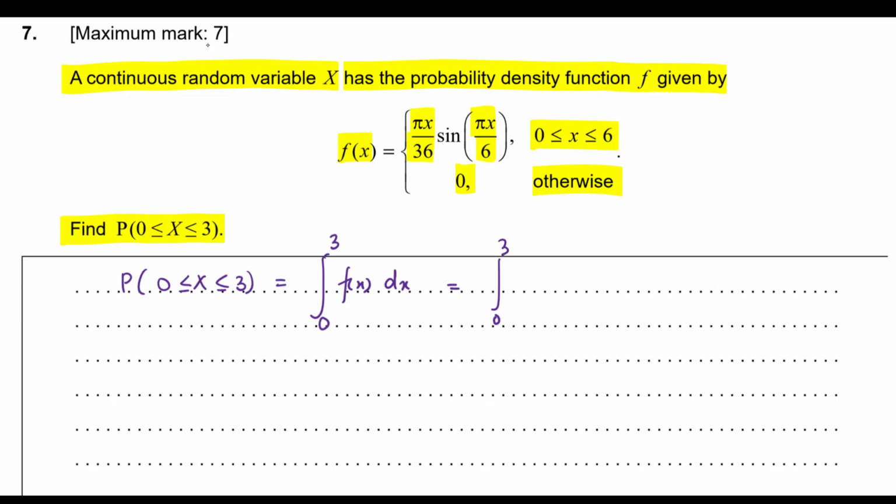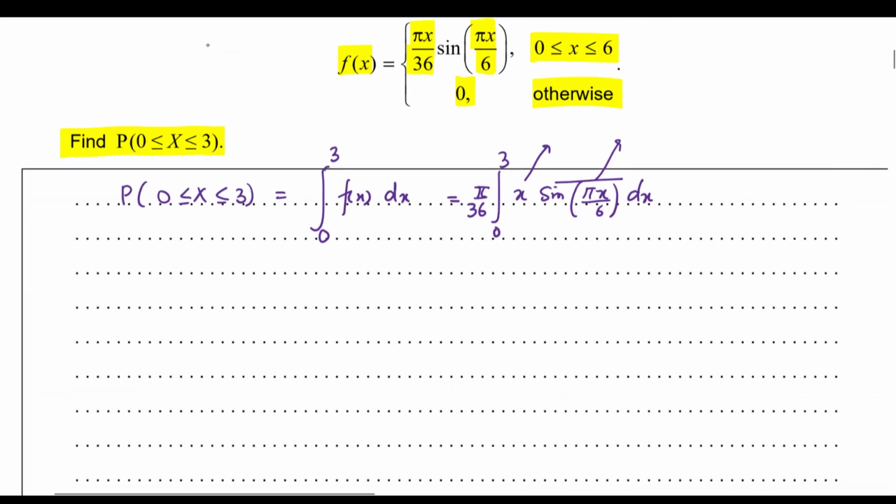So from 0 to 3, f(x) is pi x over 36. So pi over 36 is a constant. I will keep it outside, and then it is x sine pi x over 6 dx. Now we will integrate it. We can see there are two functions together. One is sine, another is x, so we can use integration by parts. We'll take the first function as u, which is x, and for the second function dv over dx we can take it as sine pi x over 6.